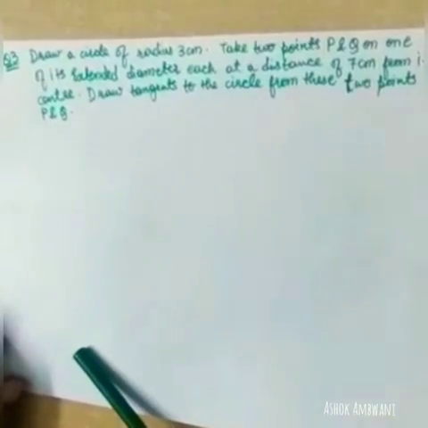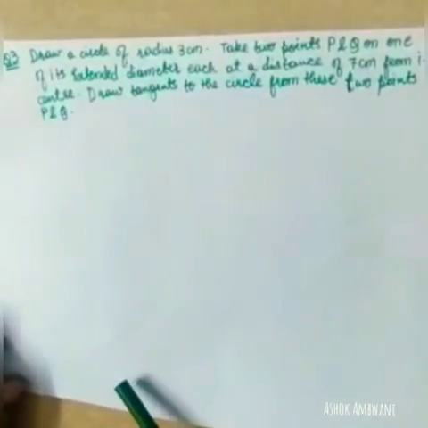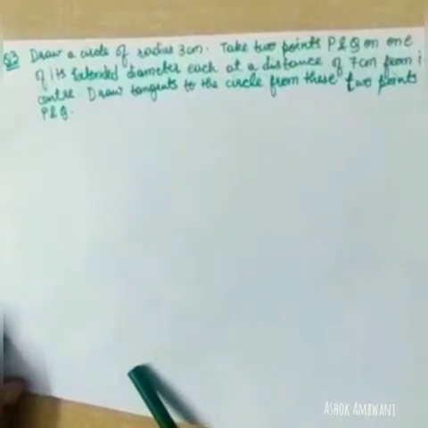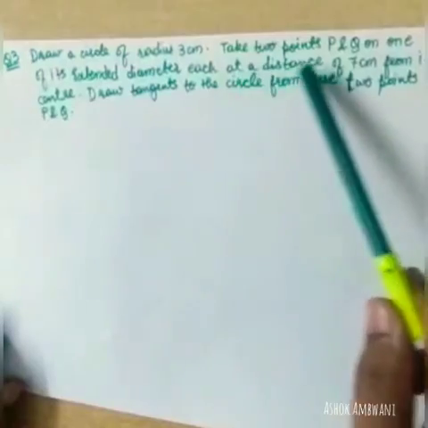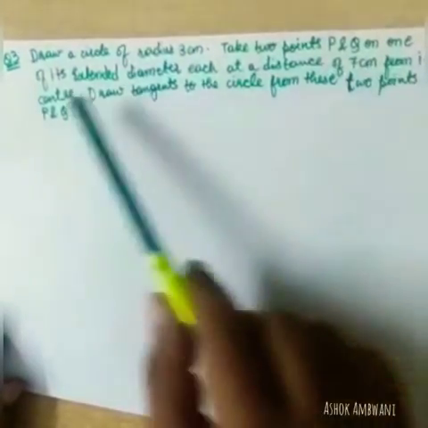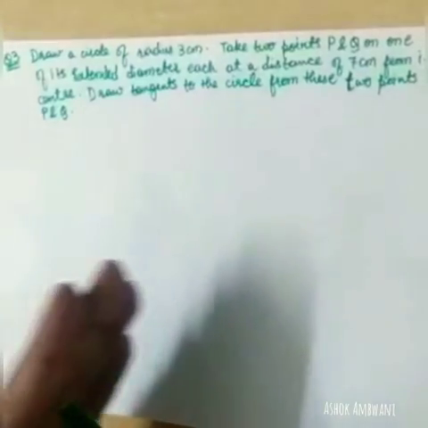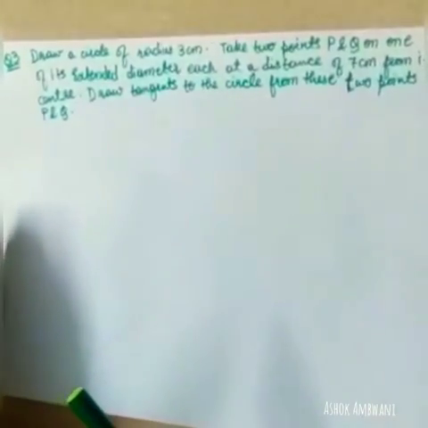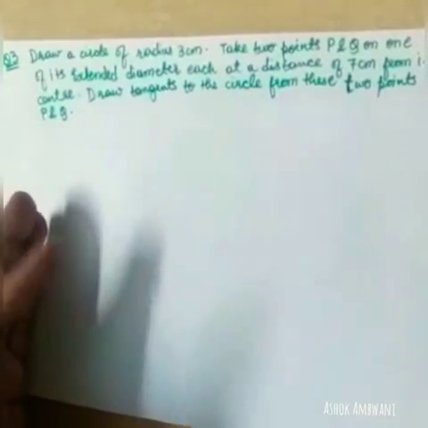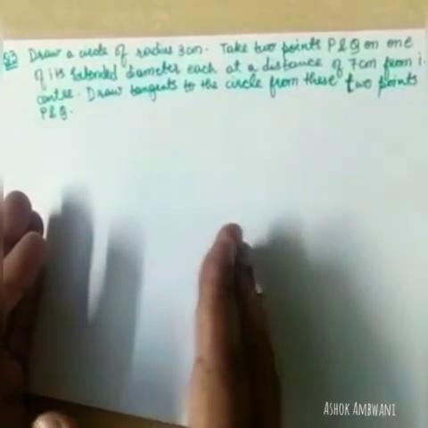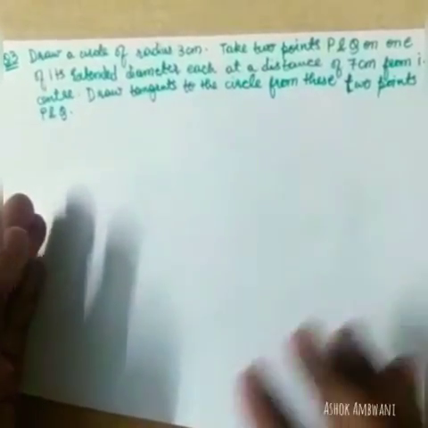That means we have to draw the diameter of that circle of radius 3 centimeter, and after that we have to extend the diameter each at a distance of 7 centimeter from its center. Okay, that means from the center the diameter has to be extended 7 centimeter. So over here will be P, and from the center the diameter has to be extended in this direction, so that will be point Q.